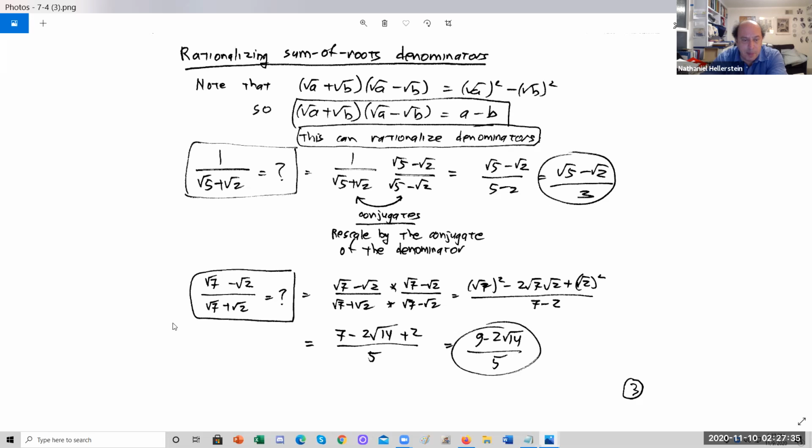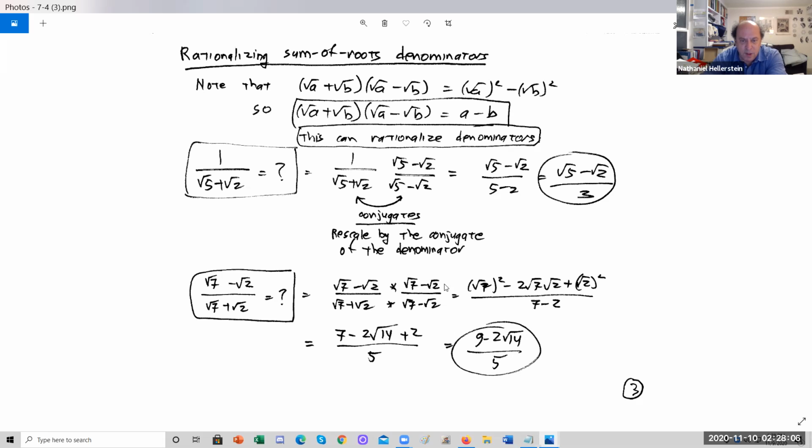Here we have root 7 minus root 2 over root 7 plus root 2. Again, dividing by root 7 plus root 2 is annoying. So we'll rescale, multiply numerator and denominator by the conjugate of the denominator. Root 7 minus root 2 below and above. Now, sum of roots times difference of roots is just the difference. 7 minus 2, that's what this says.